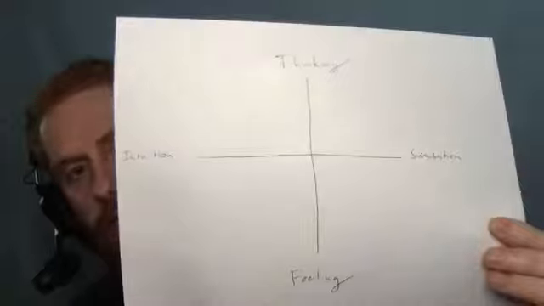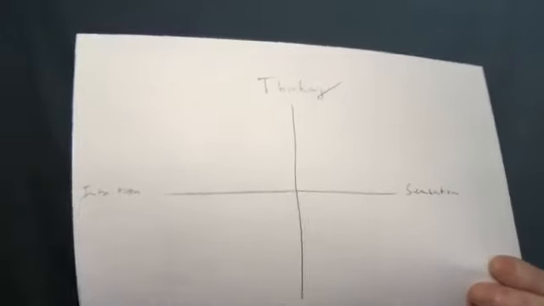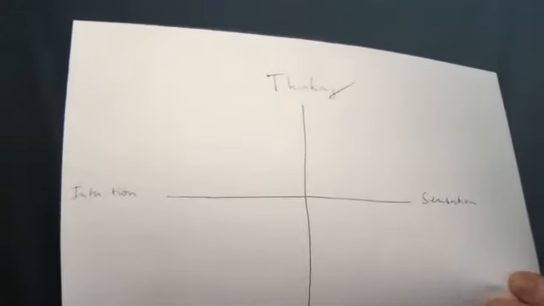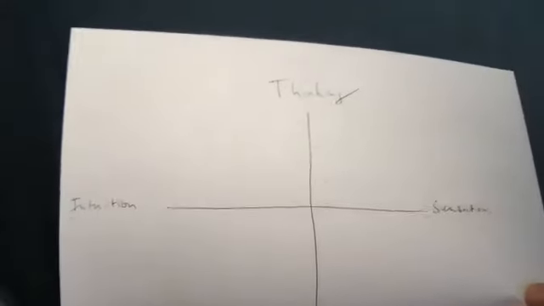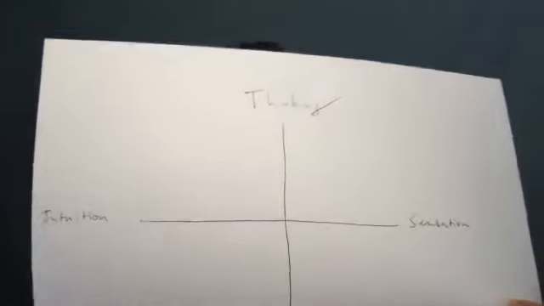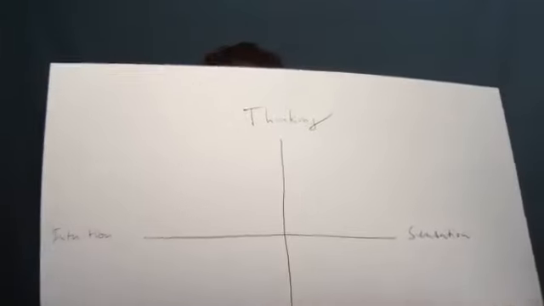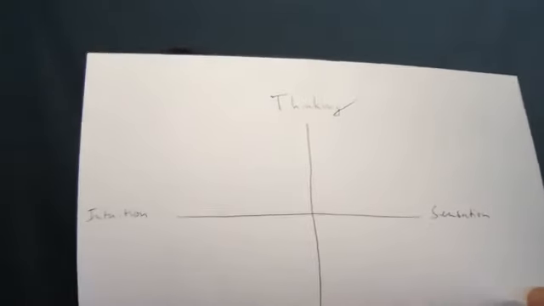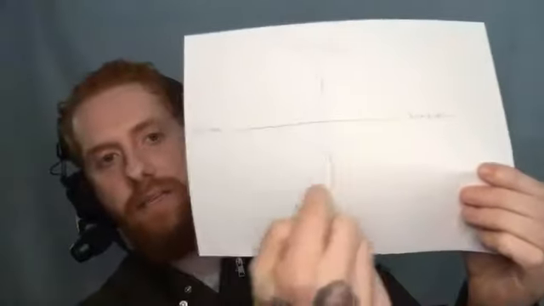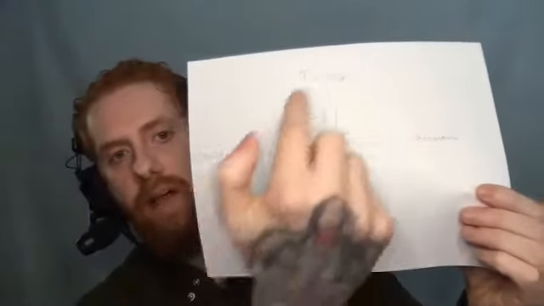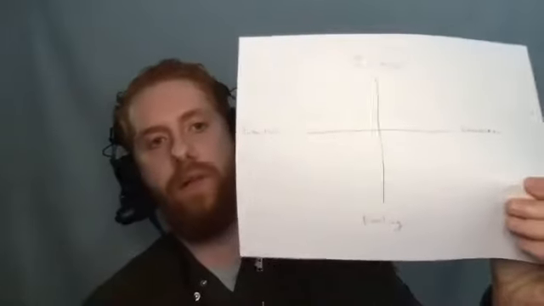This is how Jung sort of presents the types in some of his writings, where the placement of things is all arbitrary. But I've got thinking at the top, feeling at the bottom, intuition on the left, and sensation on the right. What I like to think about is, imagine if this is a valley, okay? So it's like a valley with a circular mountain range around it.